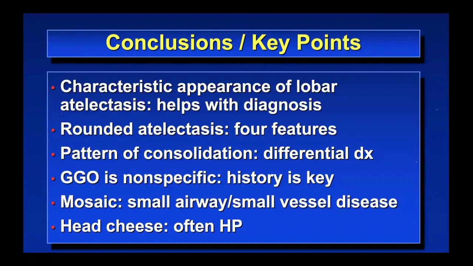Okay, so in conclusion, there are characteristic appearances of lobar atelectasis that will help us with the diagnosis. For example, right upper lobe collapse, think about the S sign of Golden. Left upper lobe collapse, the Luftsichel sign and the veil of opacity. For left lower lobe collapse, the Tribeca sign, the triangle behind the heart. So those are some things to look at.